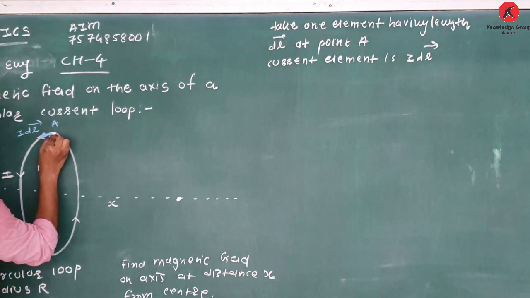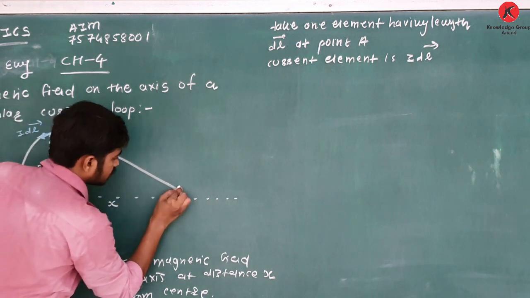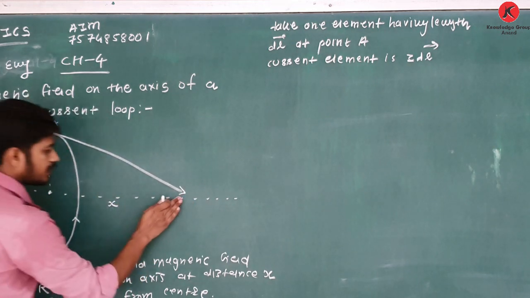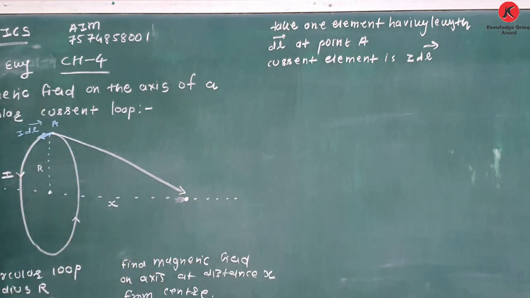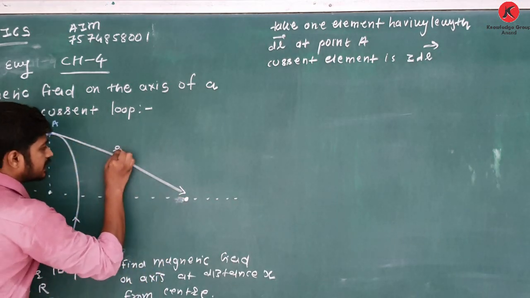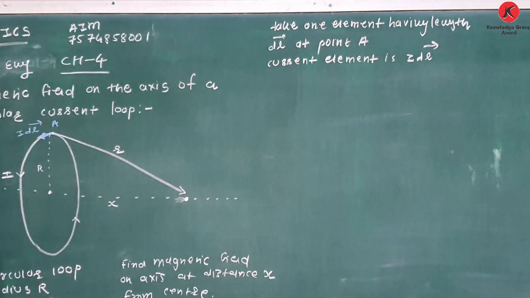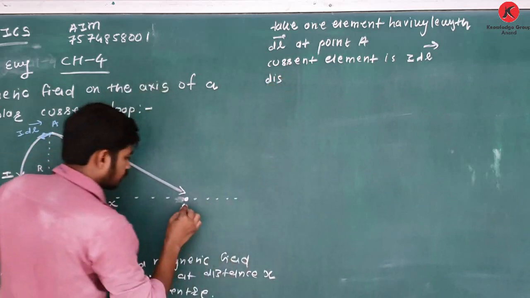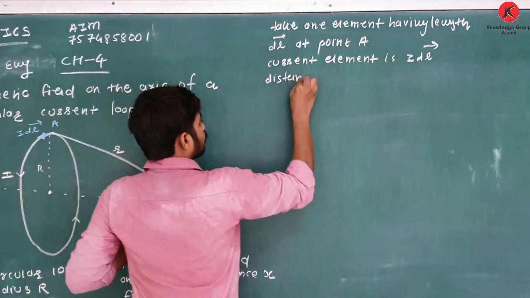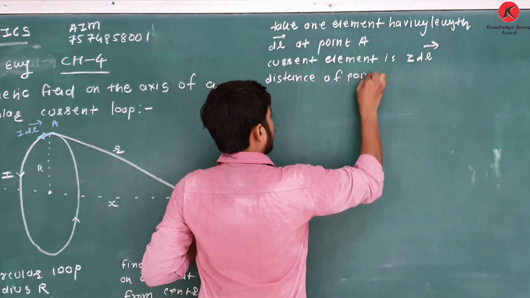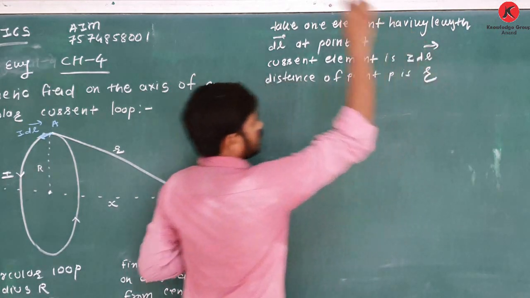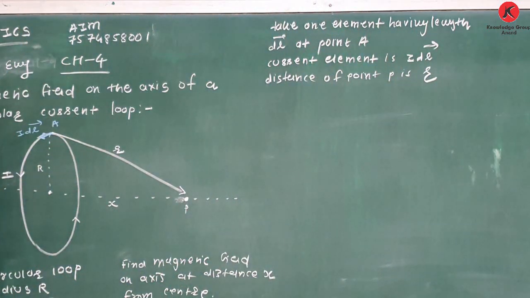Let the position vector from this point be r; you have to displace this point like this. So yes, it is position vector r, that its distance is r. Clear about this? So the current element is I dl, and the distance of point P is r. Then what is the magnetic field at point P due to this current element?